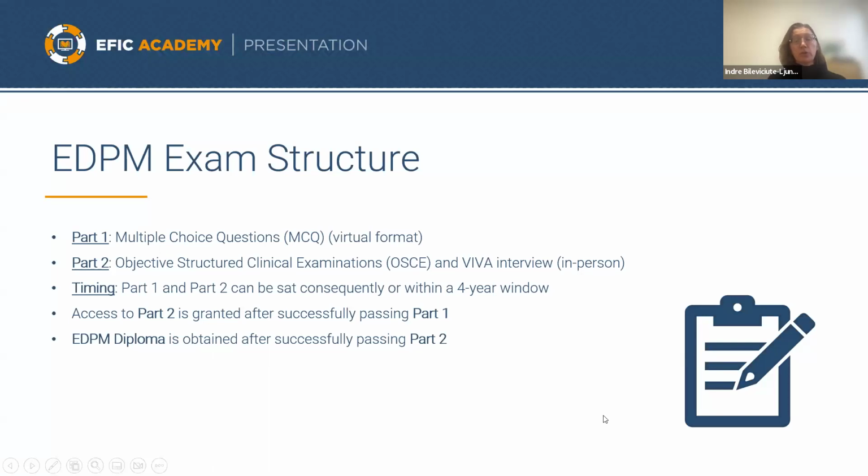So there is also a limit of time when you can pass this exam. Part 1 and 2 can be sat consecutively or within a 4-year window. It means if you completed part 1, you can apply for part 2 for the next occasion, or maybe you can wait. Maybe you don't have time, you can wait 1 year, another year. But you have a 4-year window. And access to part 2 is granted after successfully passing part 1. And when you successfully pass part 2, you will get the EDPM diploma in pain medicine.